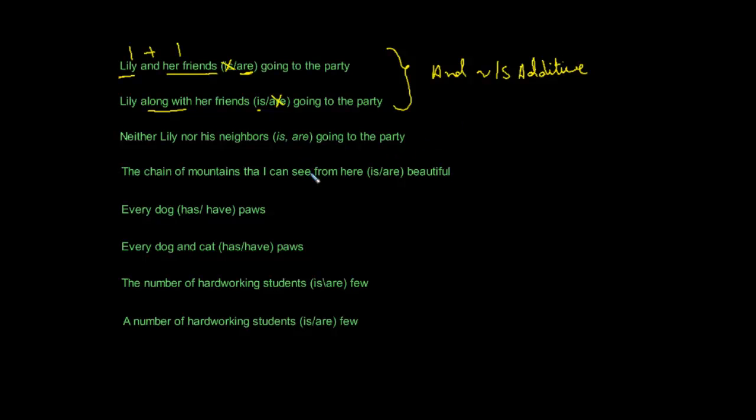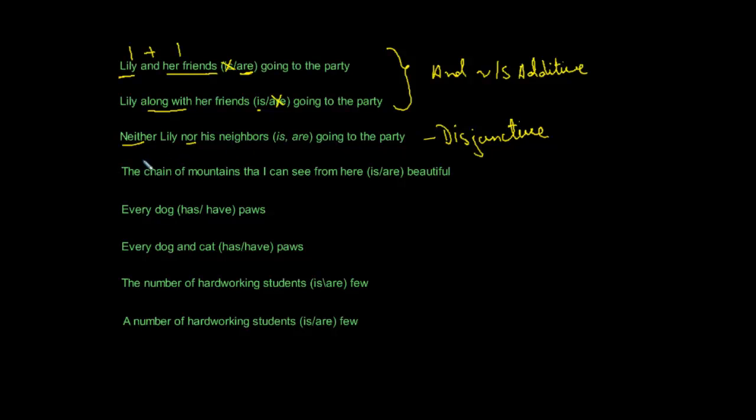But here I'm talking about neither Lily nor his friend. So I have changed the pattern this time. This time I'm using an idiom over here. This is also known as a disjunctive phrase, where I have a neither and a nor. So, neither Lily nor his neighbors is or are going to the party.